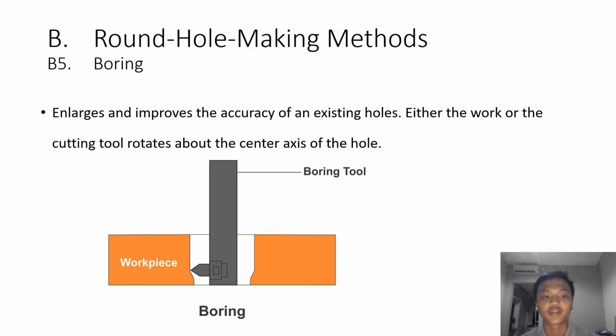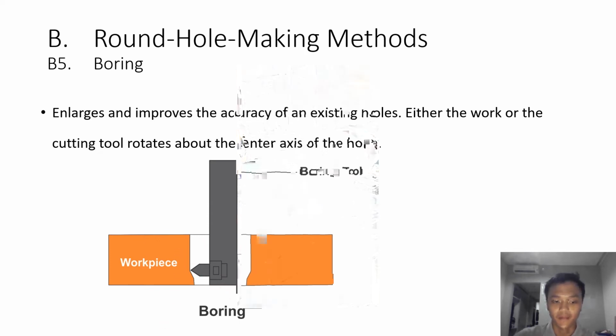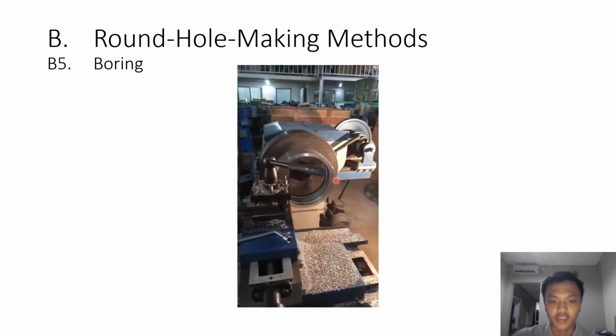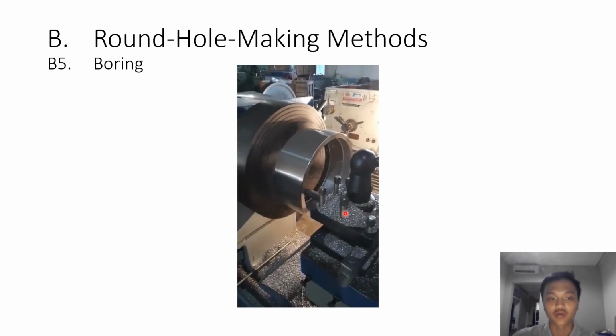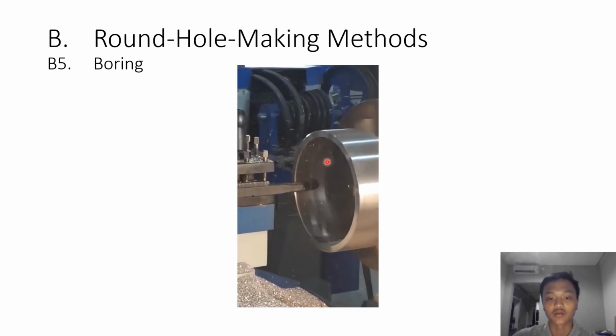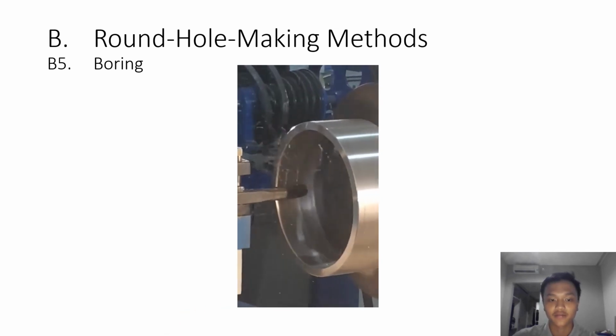The next one is boring. The boring operation enlarges and improves the accuracy of an existing hole. Either the work or the cutting tool rotates about the center axis of the hole. So this is the workpiece and this is the boring tool. It enlarges an existing hole. This is the hole. This is the workpiece and this is the boring tool. It is enlarging the hole from the inside.